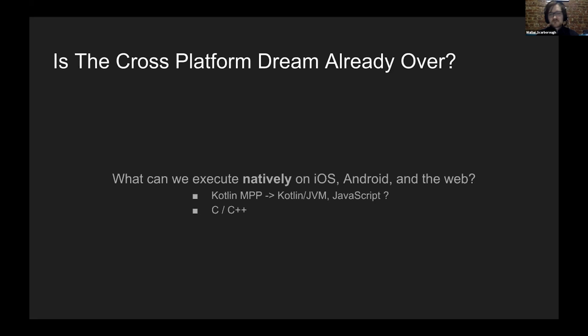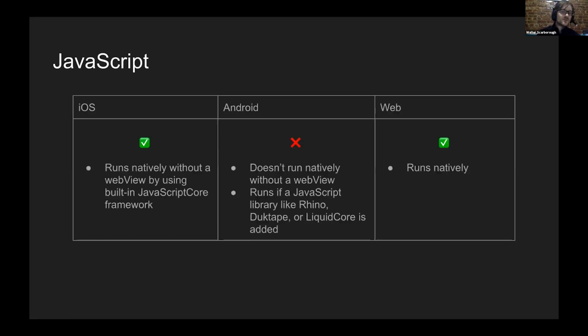So let's maybe jump into this a little more closely. What do we have available? Well, JavaScript will run on iOS. As far as I know, it doesn't run on Android without some third-party library, which may not be a deal breaker, but under these rules, if using as little tooling as possible, that might be a deal breaker for us.